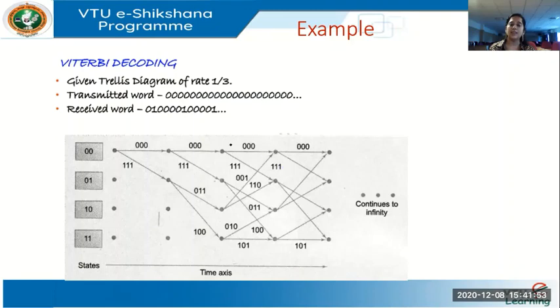Now, this is the given trellis. The trellis for this encoder has already been given to us. And once we get all the 4 states, it will continue. It will go on continuing till infinity. It's going to be repetitive, right? So here the dashed and solid lines are not clearly visible.